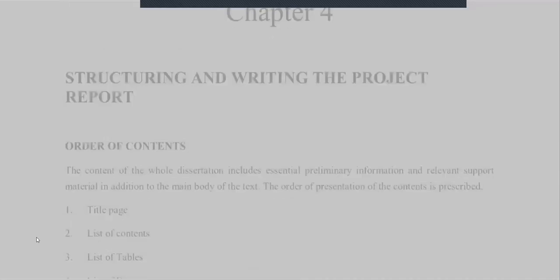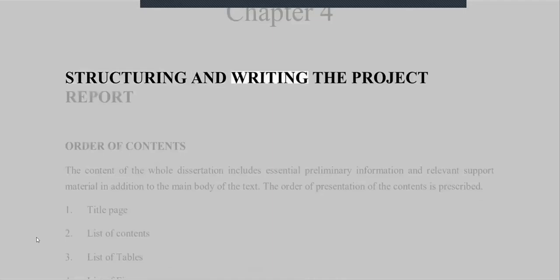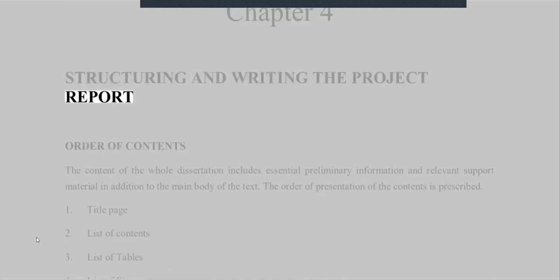Chapter 4. Structuring and writing the project report. Order of contents. The content of the whole dissertation includes essential preliminary information and relevant support material in addition to the main body of the text. The order of presentation of the contents is prescribed.